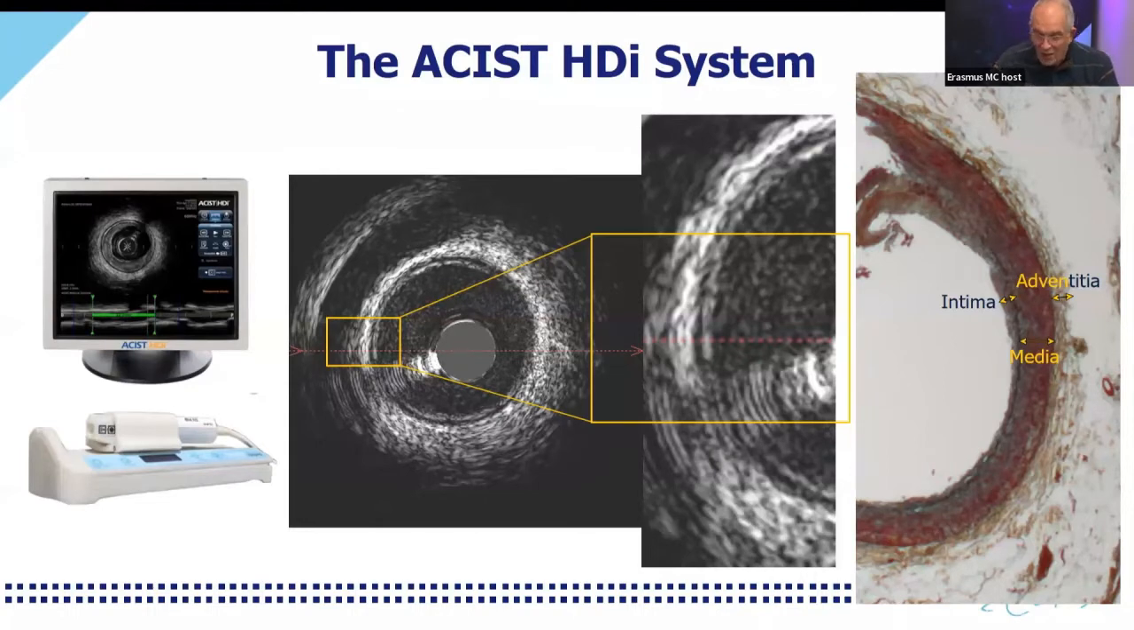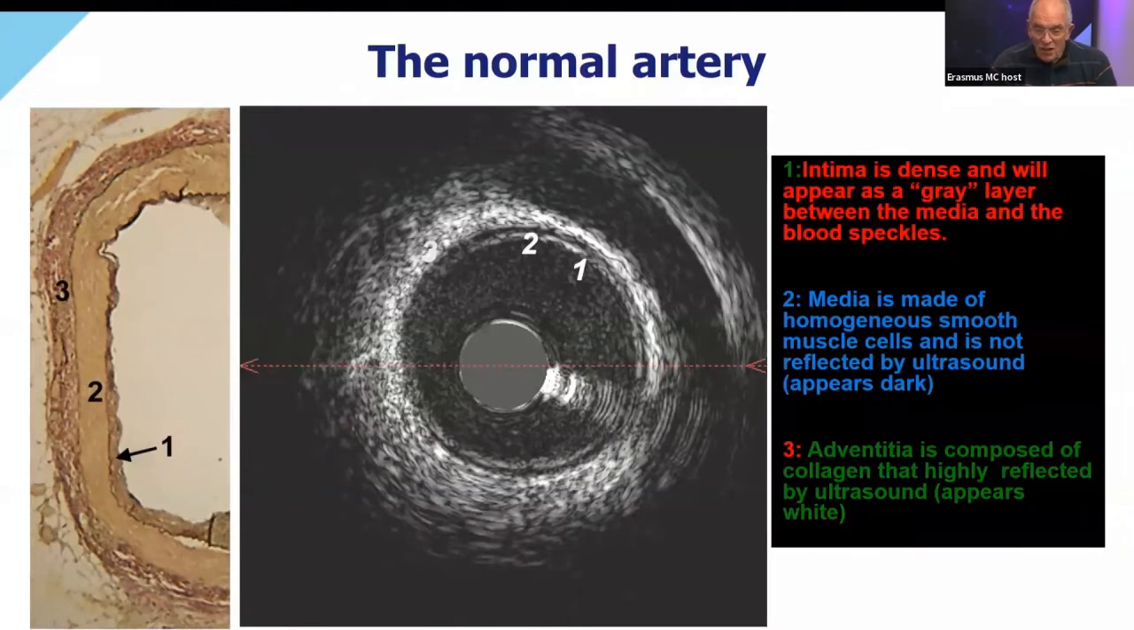Here again, we concentrate a little on why we see what we see. Here again, we have the normal artery. The intima you can recognize as a dense layer that appears as a gray layer, and that is only for a normal intima. We will see in the coming few slides that normal looks a bit different than abnormal.